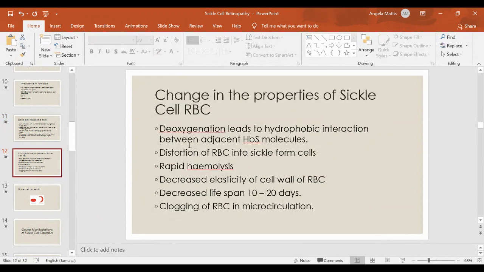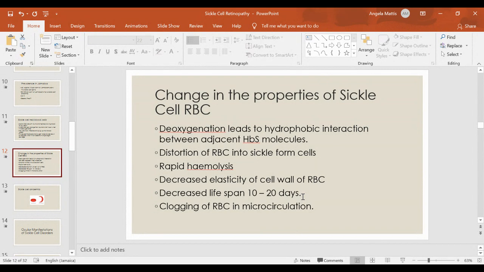I'm sorry here. Deoxygenation leads to hydrophobic interaction between the adjacent sickle hemoglobin molecules and the distortion of the red blood cells into that sickle moon shape. And so they're very fragile and they hemolyze rapidly. Their lifespan is markedly reduced, down to between 10 and 20 days. As you know, the normal lifespan of your red blood cell is.